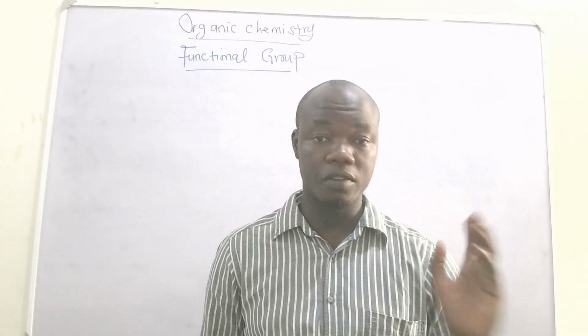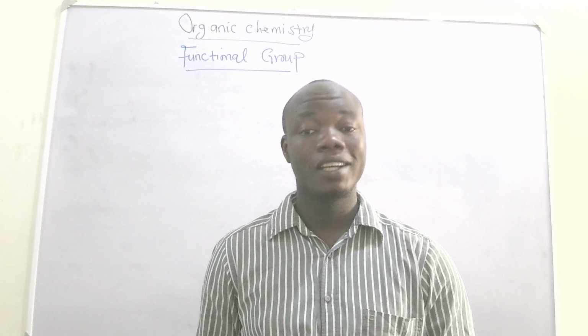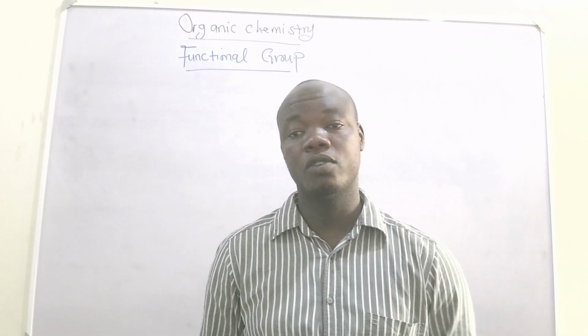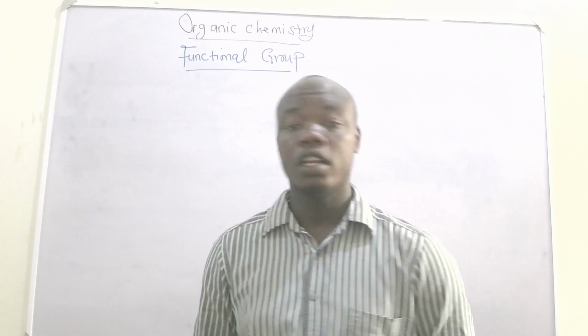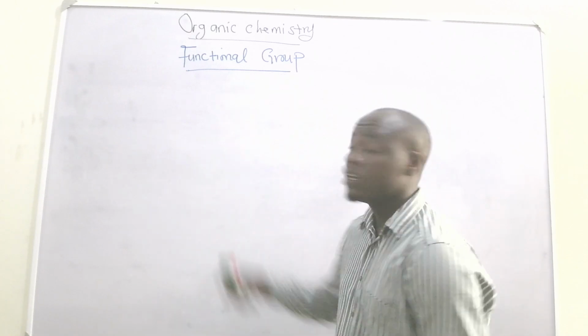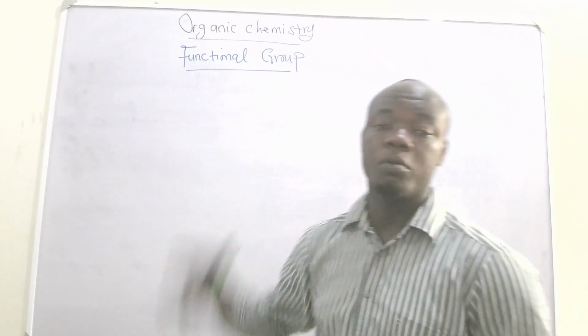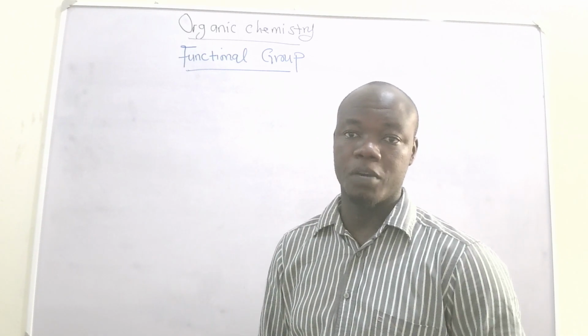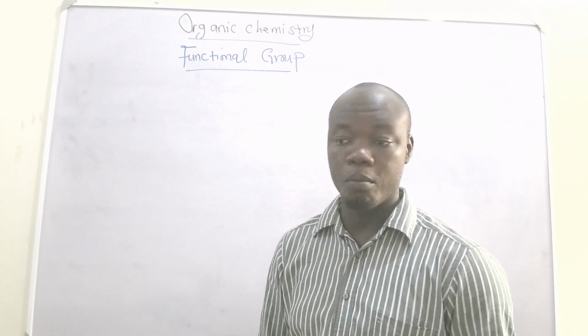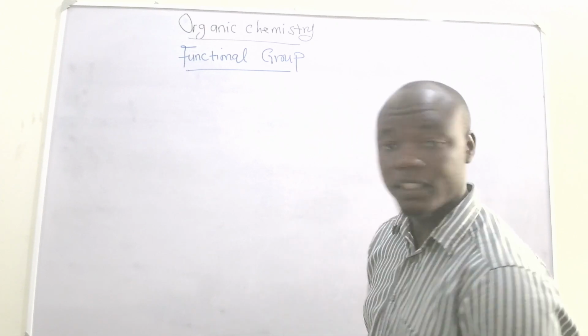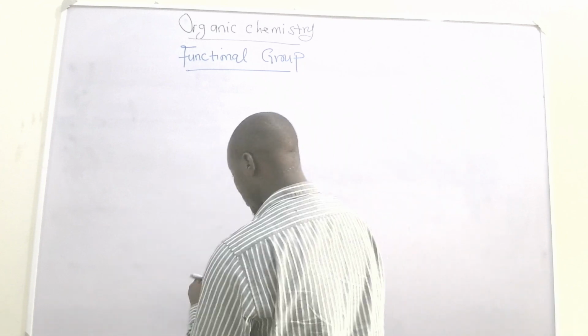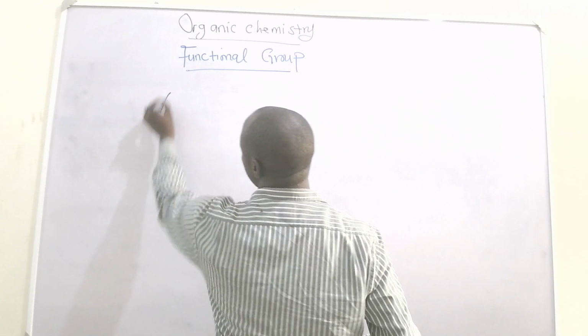Generally we have different families of organic compounds, and what makes one family differ from another is the functional group. As I said, a functional group is an atom or group of atoms that determine the chemical properties of an organic compound. So for example, let's take alkene.